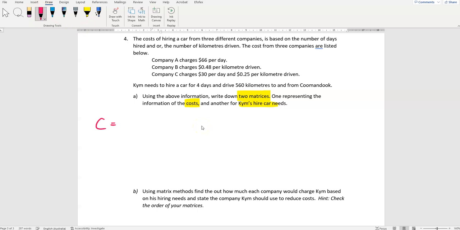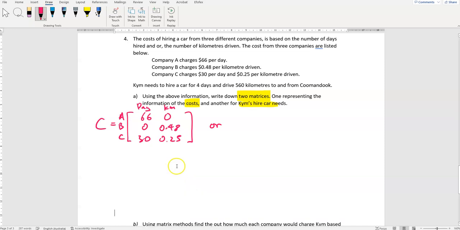Alright. So the cost matrix could look something like this. 66 and 0, 0 and 48 cents here, $30 and 25 cents. Alright. That's what you could do. So what I'm doing here is that this is the day, this is the kilometre price, this is company A, company B, company C. Alright, can you do that? Tick.